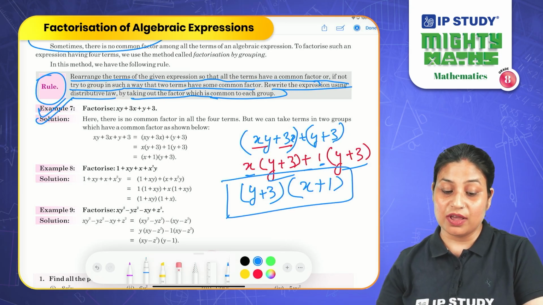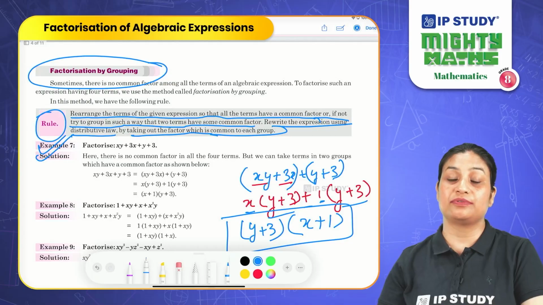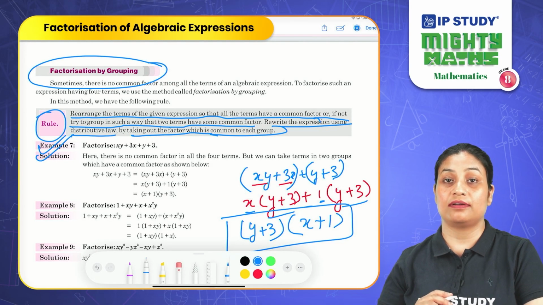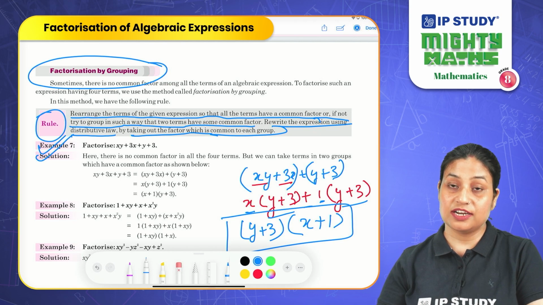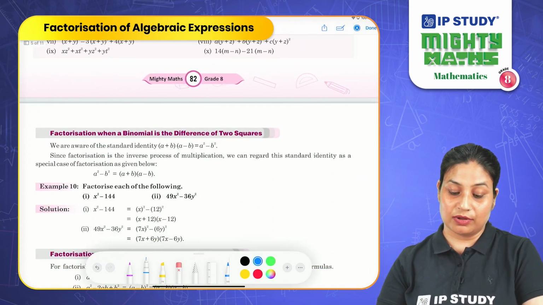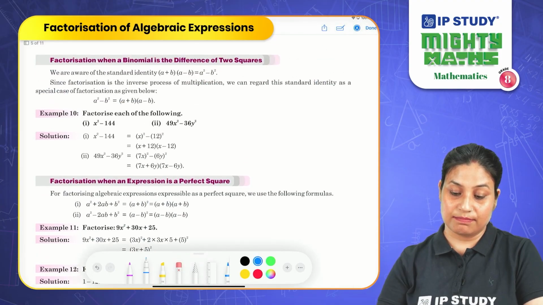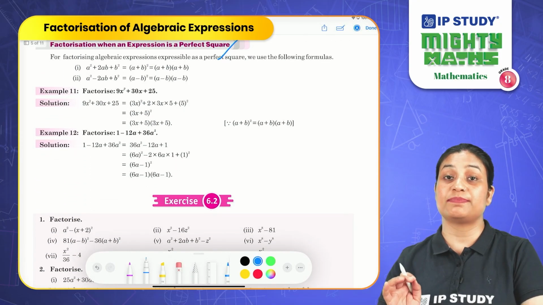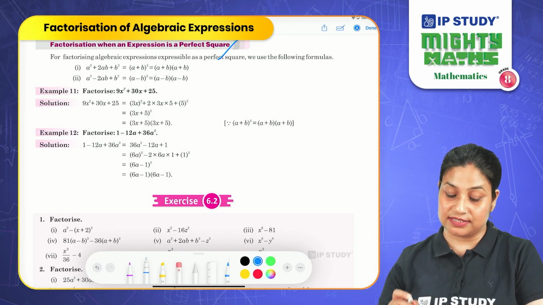So I hope you have understood how to factorize any algebraic expression by grouping them, right? Now, let's move on to the next topic and see what is there. The next topic is how to factorize an algebraic expression using identities.